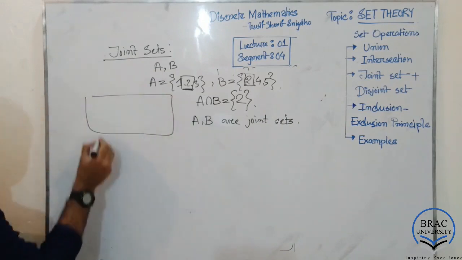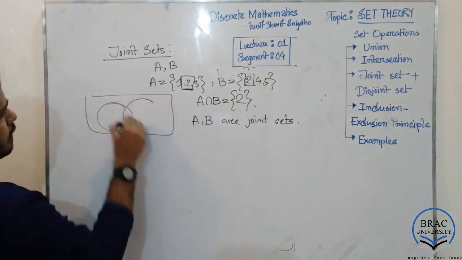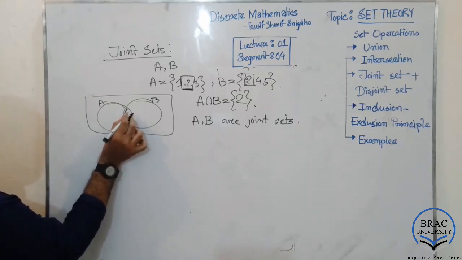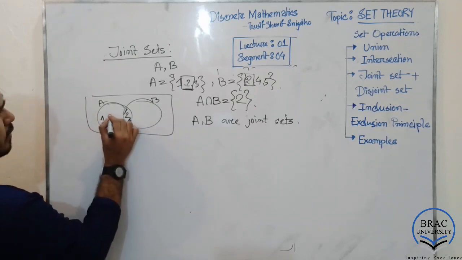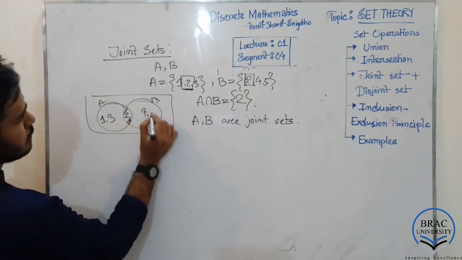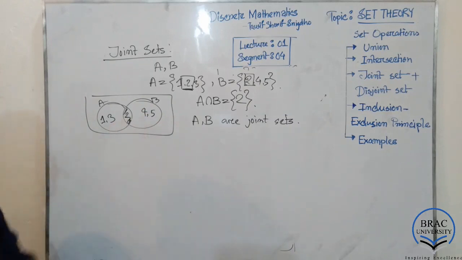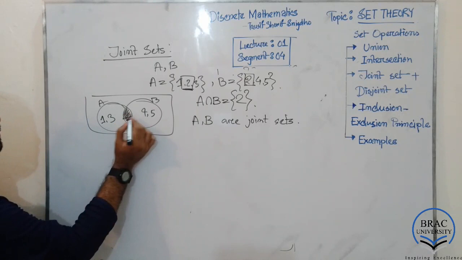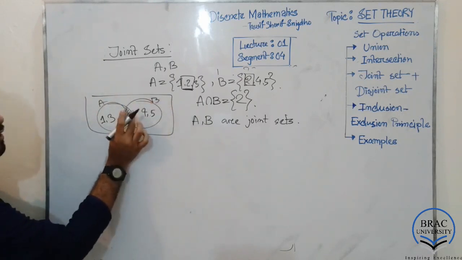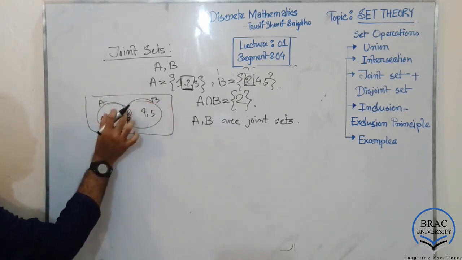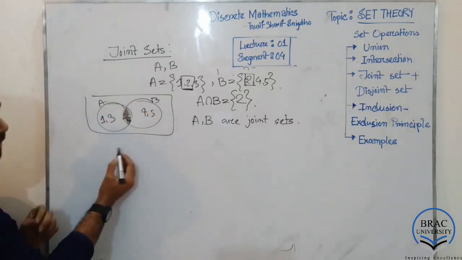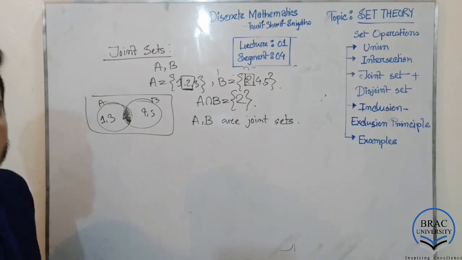If we draw a Venn diagram here, set A and set B. Here in the intersection region there is an element, that is 2, and here there will be 1, 3, and here there will be 4, 5. Since the circles representing the two sets have intersected, that means circle A and B are joint sets.